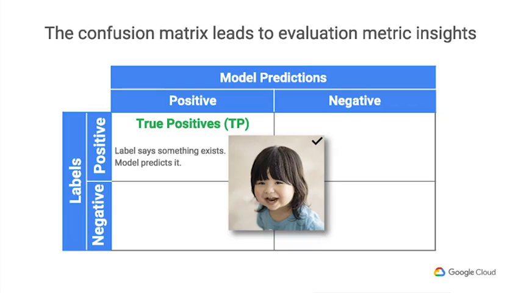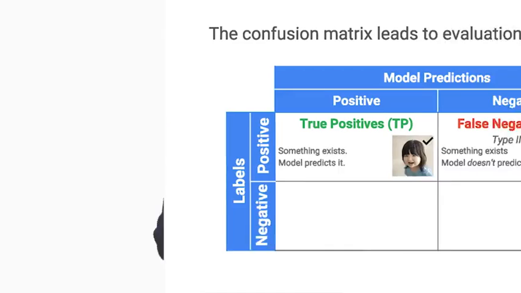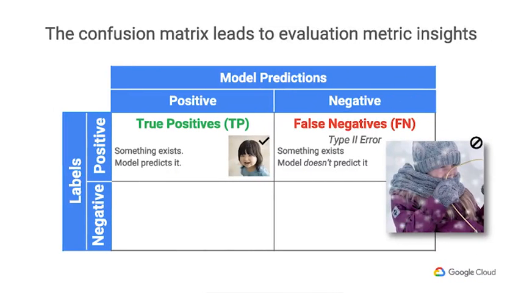We compare these in the confusion matrix in order to understand the decision a machine learning system is inferring, starting with the true positives, which is when the label says something is there and the model predicts it. So in the case of face detection, a true positive would be when the model accurately predicted that there is a face in the image. Now, when the label says something exists and the model doesn't predict it, that's a false negative. So using the same face detection example, the model does not predict there being a face in the image, when in fact the label suggests that there is a face.